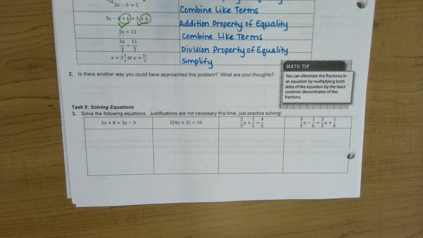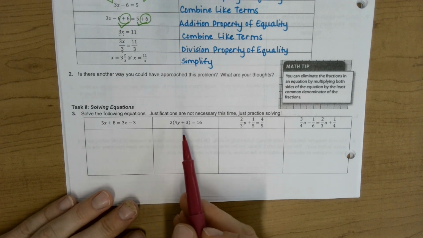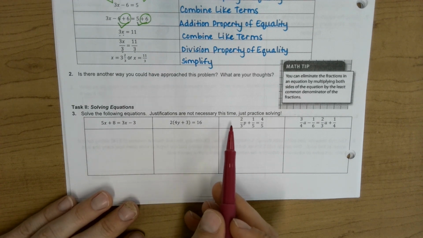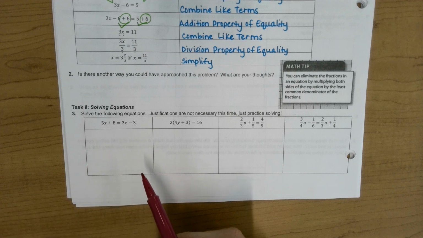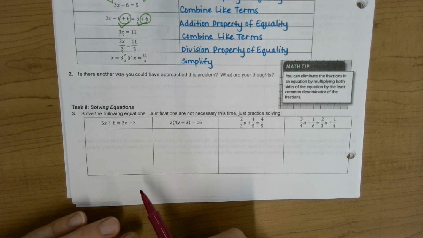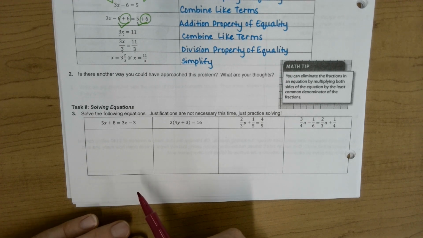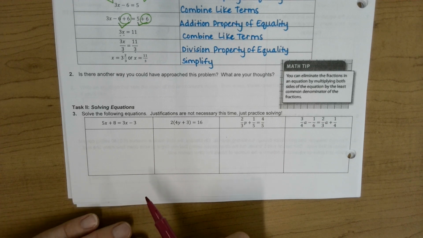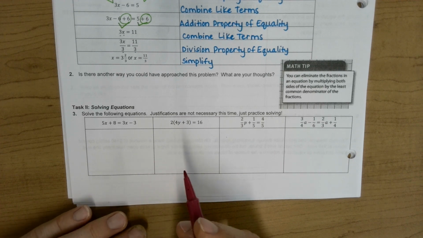So now let's go over the answers to make sure you did them correctly. Solve the following equations. Justifications are not necessary this time, just practice solving. So I just want to go through in case you need some extra guidance. Otherwise, just check your answers. If you got them wrong, go ahead and rewrite the correct one so you have these as a note reference. Remember, you can use these on quizzes and the check your understandings.